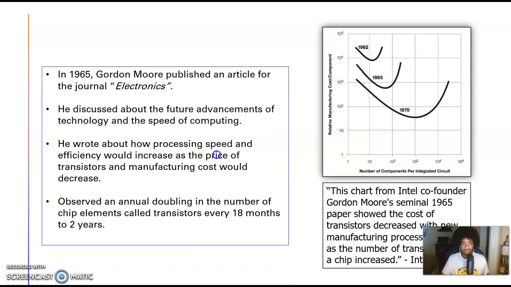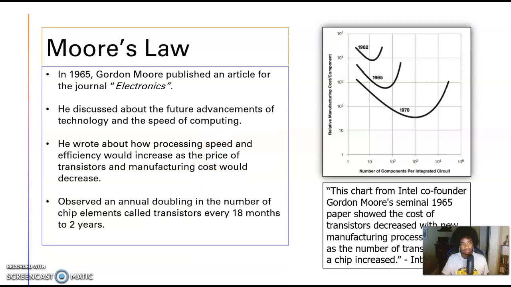What happens to be Moore's Law? Well, Moore's Law was a published article for the journal Electronics that Gordon Moore made in 1965. He discusses the future advancements of technology and the speeding up of computing. He also wrote about how processing speed and efficiency would increase as the price of transistors and manufacturing for these parts would decrease.